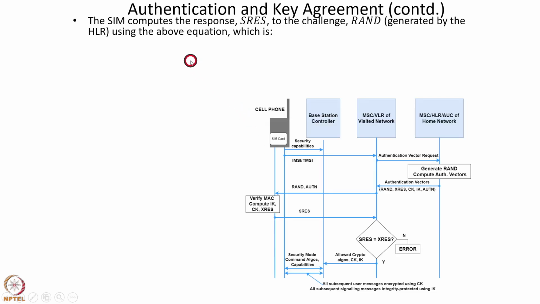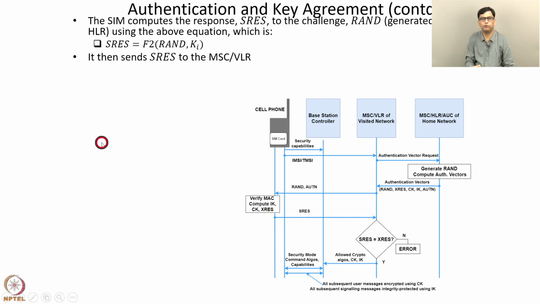Then, in order to prove to the network that it is indeed a legitimate SIM card, the SIM computes the response SRES, that is, signed response to the challenge RAND that is generated by the HLR, using the above equation, which is this: SRES is F2 of RAND comma KI. This is the same equation that is used to compute XRES, that is, the expected response. This SRES is then sent to the network, that is shown in this step. SRES is communicated to the MSC VLR as shown by this arrow.